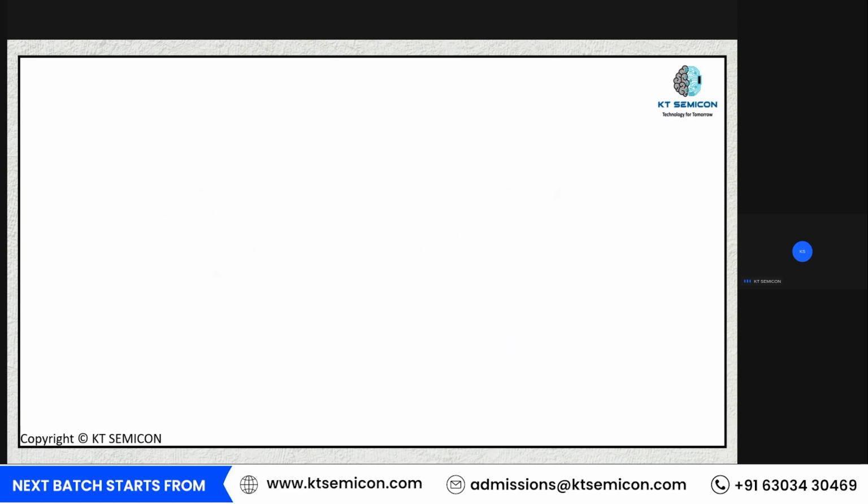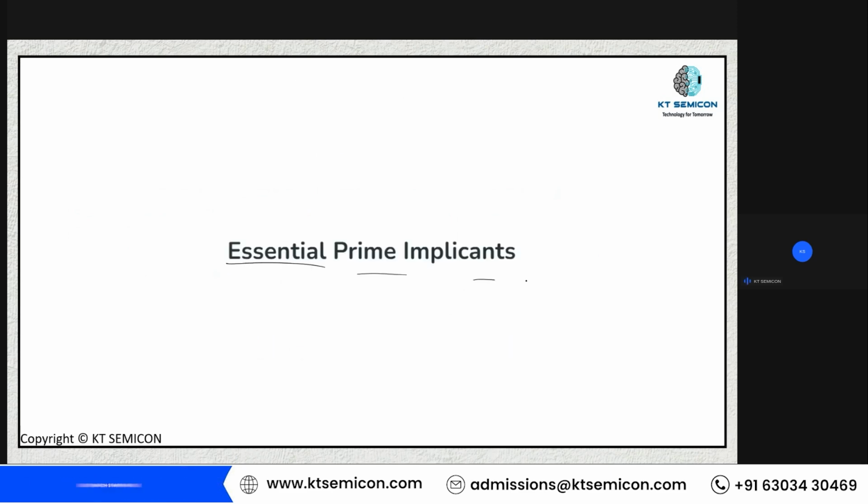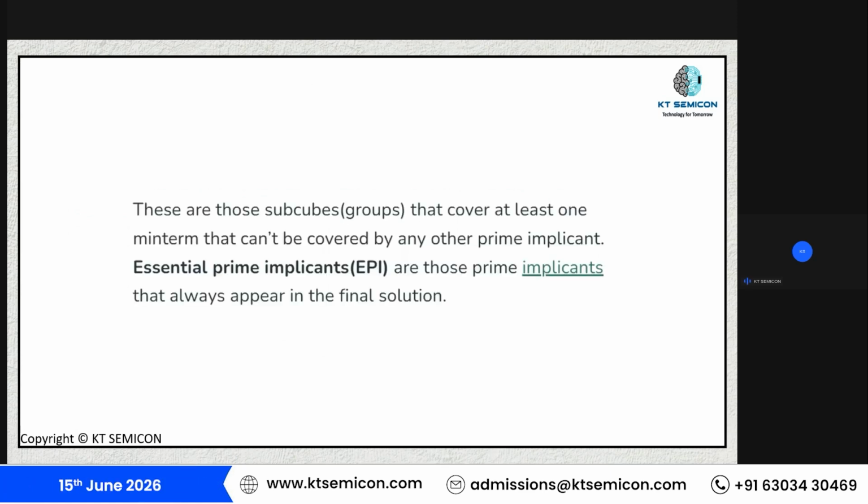Now, let us try to understand essential prime implicants. What do you mean by an essential prime implicant? These are the groups that cover at least one minterm that can't be covered by any other prime implicant. So essential prime implicants are those prime implicants that always appear in the final solution. Now, what do I mean by this?